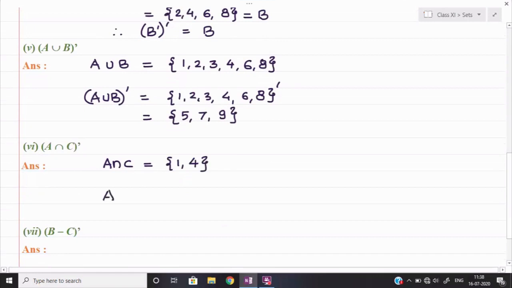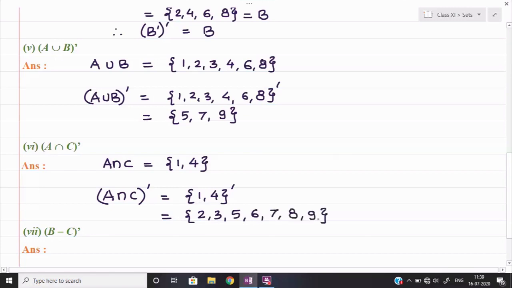So (A ∩ C)' is equal to {1, 4}', also we need to find out. Now 1, 4 I will subtract from U. So write down all the elements of U but not 1, 4. So I think it will come 2, 3, 5, then 6, 7, 8 and then 9. Except 1 and 4 I have written all the elements. Similarly, let us see the last part.